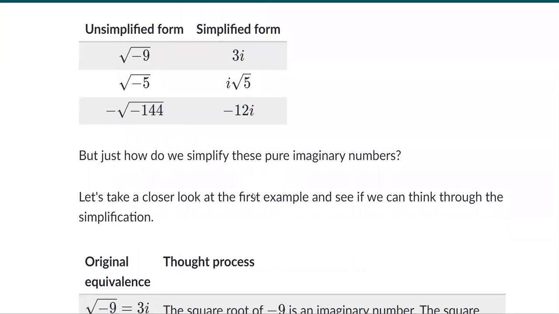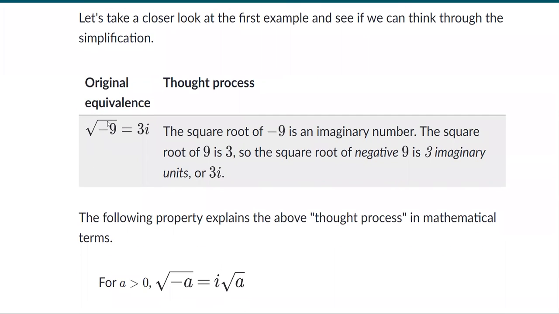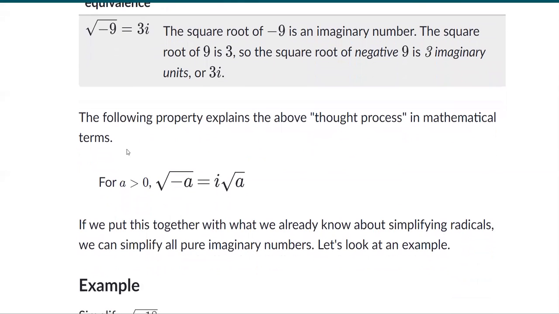But just how do we simplify these pure imaginary numbers? Let's take a closer look at the first example and see if we can think through the simplification. So the original equivalence, the root of -9 was 3i. Thought process: the square root of -9 is an imaginary number. The square root of 9 is 3, so the square root of -9 is 3 imaginary units, or 3i. The following property explains the above thought process in mathematical terms. So for any a value bigger than 0, if we take the square root of the opposite of a, we're going to get i times the root of a.